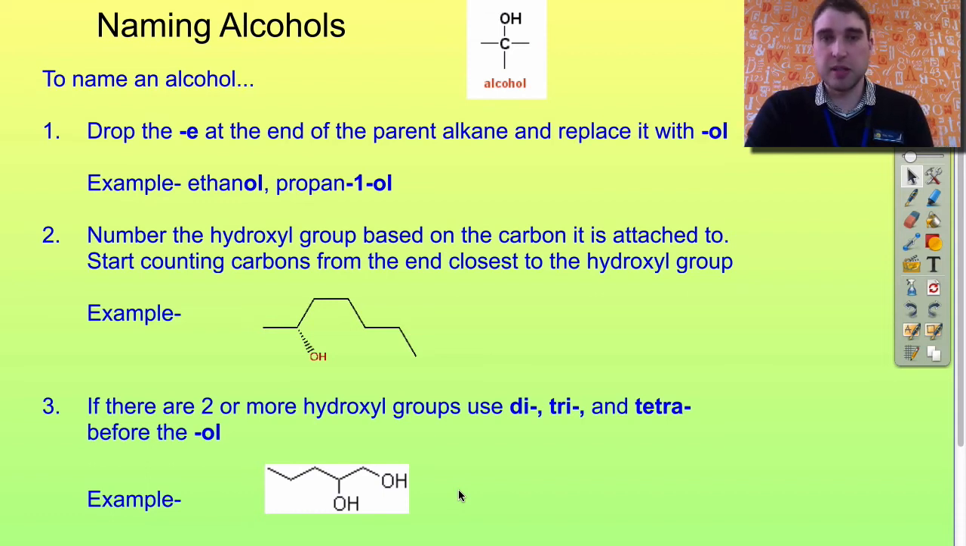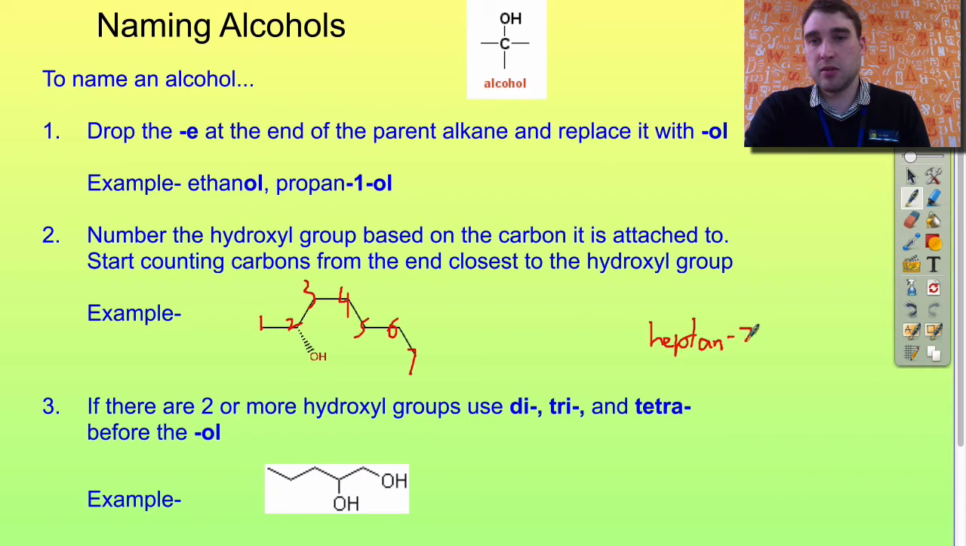So we'll do some examples here first. Let's look at this one here. Find our longest chain, and we're going to number so that the hydroxyl group is on the lowest number. So we're going to number from this end. 1, 2, 3, 4, 5, 6, 7. So 7 is hept. What carbon is the hydroxyl group on? Carbon 2. So heptan-2-ol. The infix tells us what carbon this is on, and ol at the end. Sometimes this is written hept-2-ol. I prefer to put the an in.